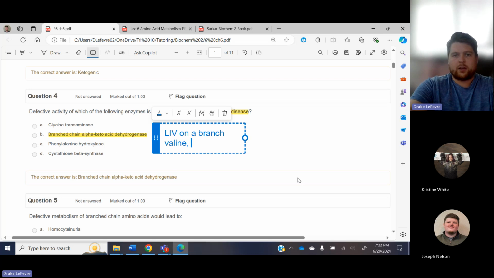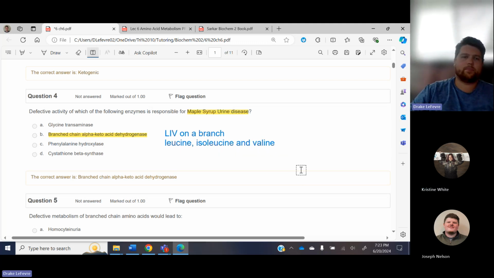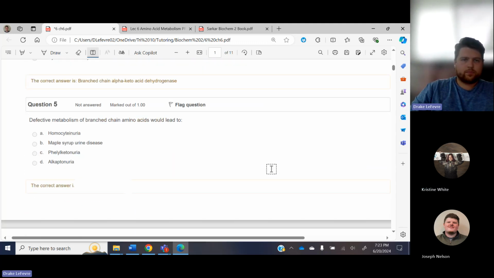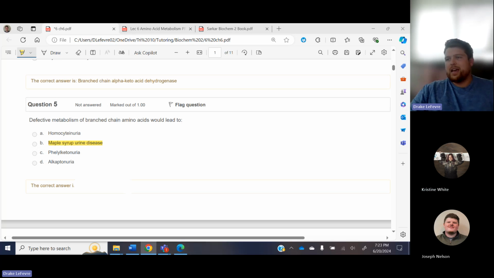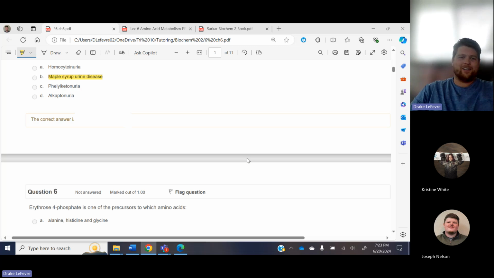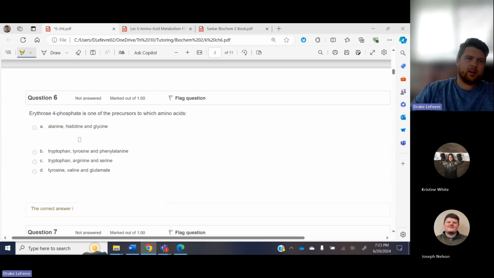I'll put this in order. Leucine, isoleucine, and valine. Defective metabolism of branched chain amino acids will lead to maple syrup urine disease. Yeah. These are just going to be straight raw memorization, where either you know it or you don't.